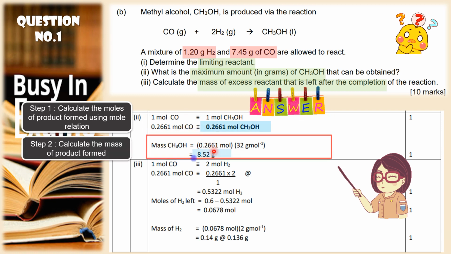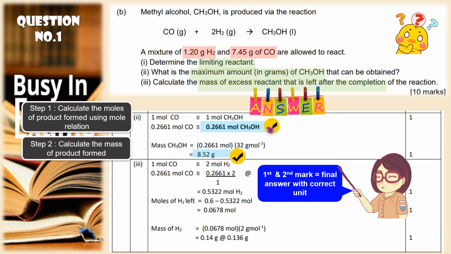Okay, next, calculate the mass of product formed. The number of mole of product formed times its molar mass. Then you get the final answer, which is 8.52 gram.